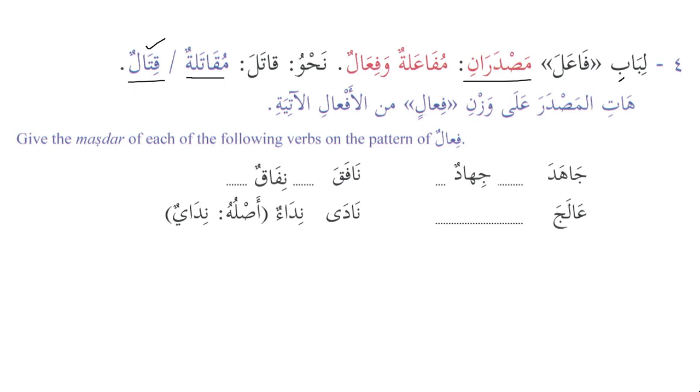علاج Ilaj. In Urdu, we use the word ilaj wa mu'alaja. Basically, both of them are the masdar of fa'ala. And then we have nada, yunadi, and the masdar is munadatun wa nida'un. Nida'un is basically nida'yun because we have alif maqsura.